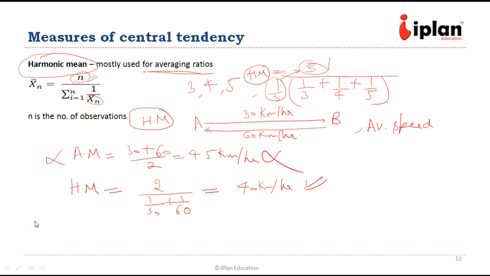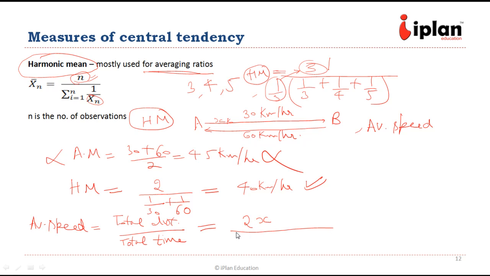We know the average speed is total distance divided by total time taken. In this case, say the distance from A to B is x kilometer. So the total distance is 2x kilometer.